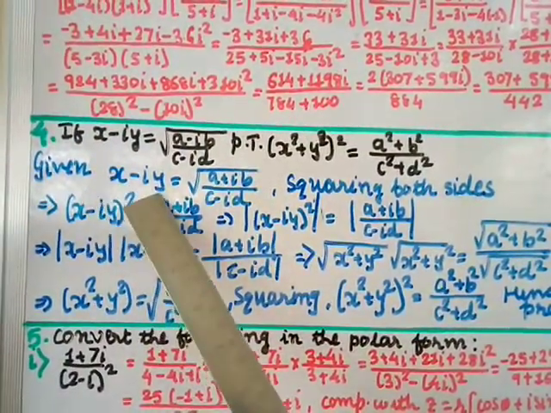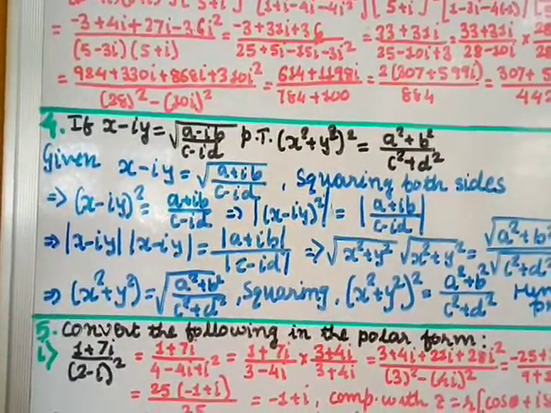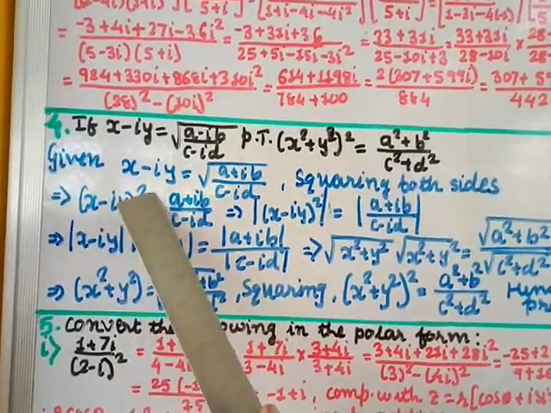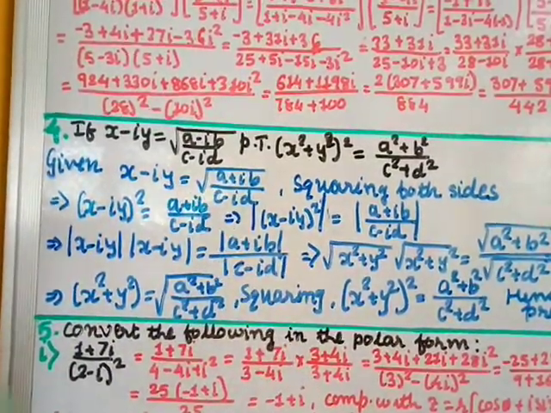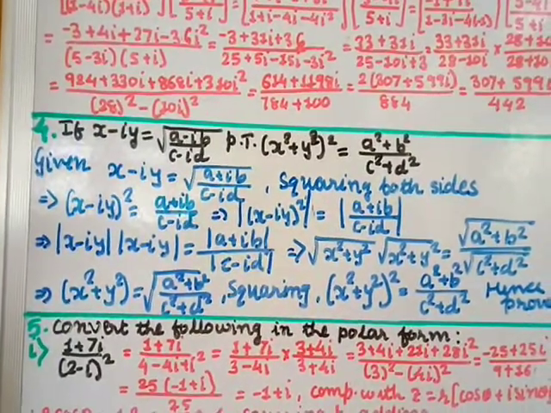Okay, so given x minus iy equal to under the square root a plus ib divided by c minus id. Square both the sides. So here x minus iy whole square equal to, when you square the square root will cut, so you get here a plus ib divided by c minus id. Now here I am taking modulus on both the sides.